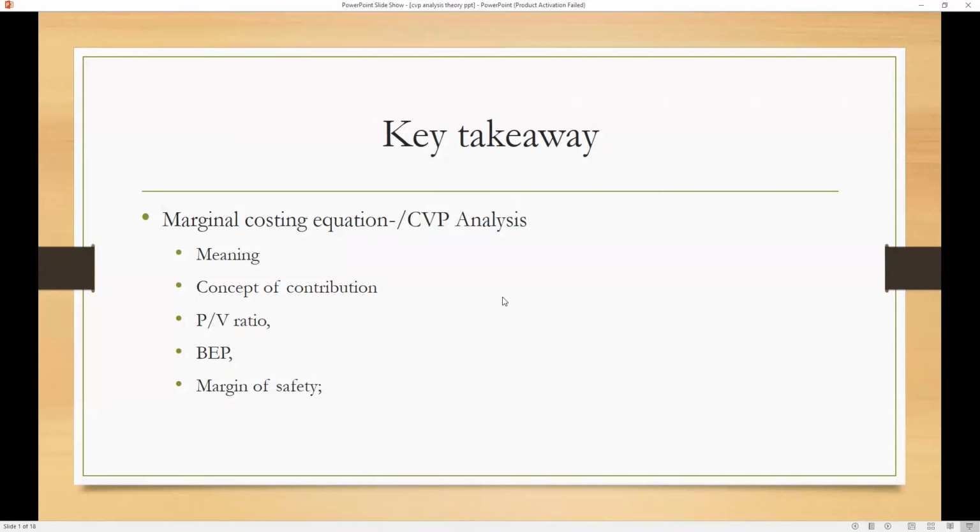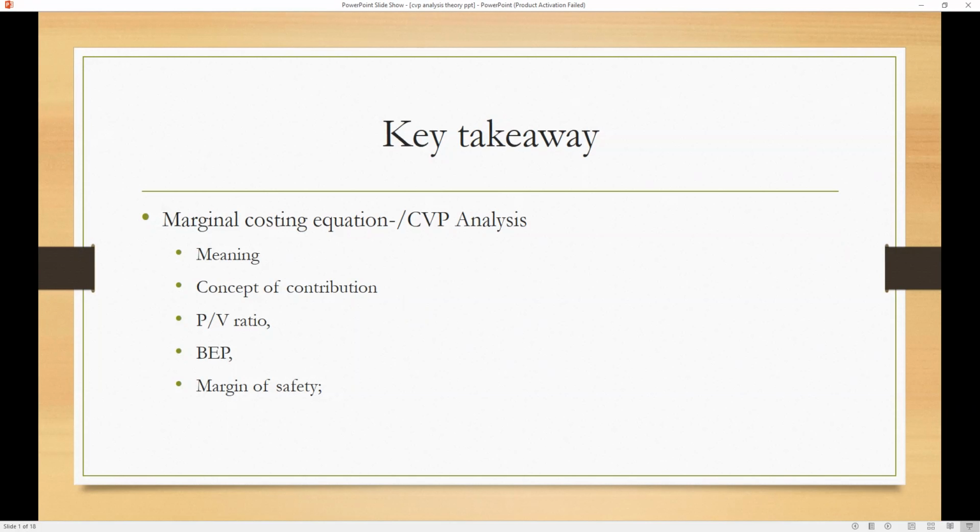So today we will be discussing the marginal cost equation, or in other words, CVP analysis. In this class, we will try to understand the meaning of CVP analysis and the concept of contribution before we derive the marginal cost equation. And once we understand the concept of contribution, we will try to understand the marginal cost equation derivation.